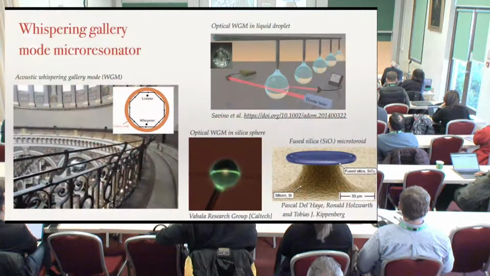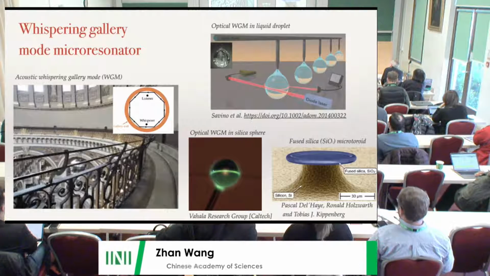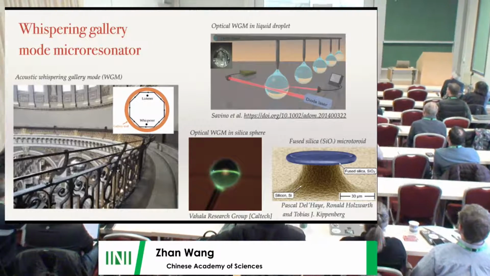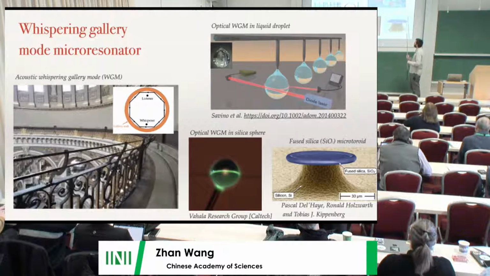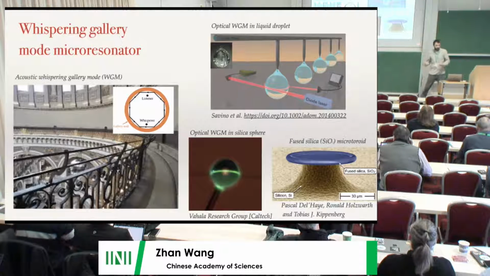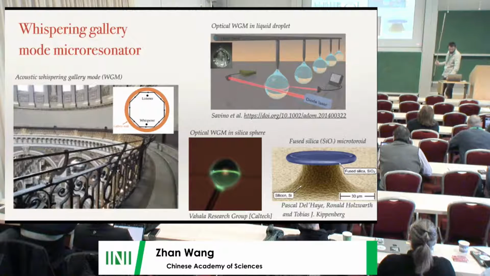So, for example, now the role of the person who whispers will be played by a laser that enters the cavity and starts rotating around it. This cavity can be a micro droplet of water, for example. It can be a sphere of fused silica. And this is an example of the most modern realization of a whispering gallery mode microresonator, done, for example, with microtoroids. As you can see, the scale of this object is very small.